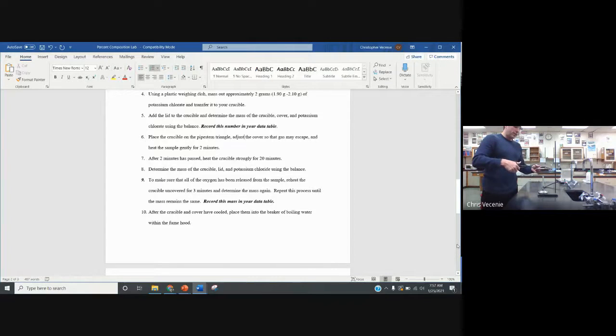And the whole point is we got to let that oxygen escape. We need somewhere for it to go. But we want the lid on because we don't want anything to splatter out that's not the oxygen, because if we lose that mass, that's a big source of error as we go through.